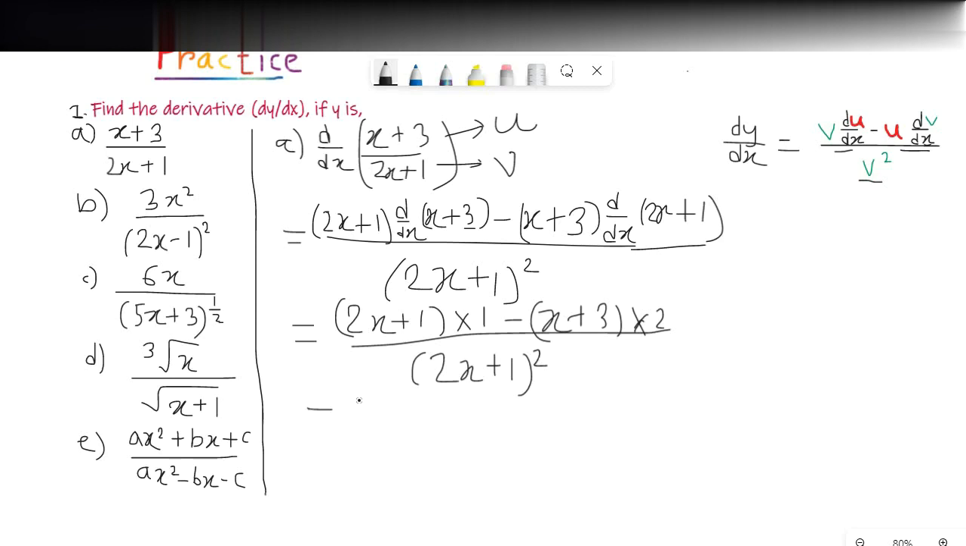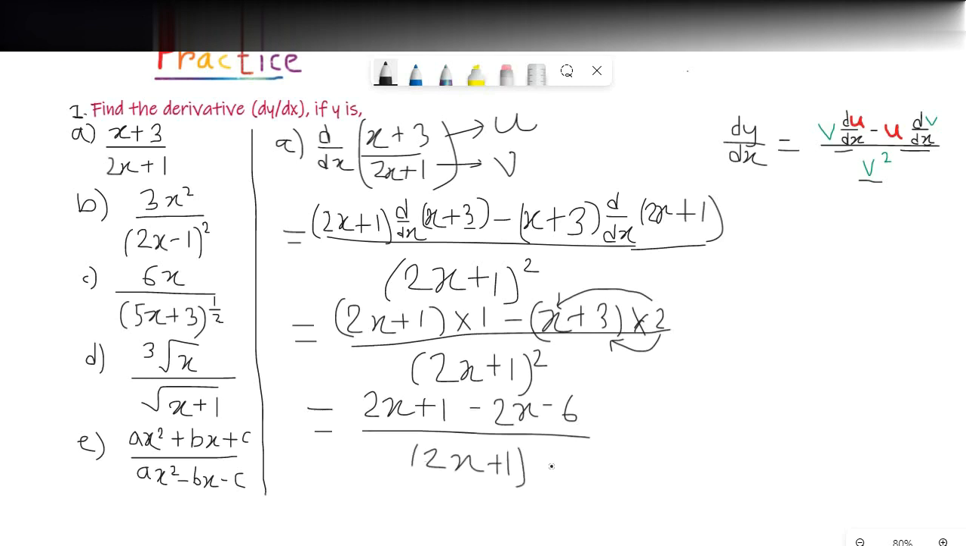So further simplifying, at the top we have 2x plus 1 subtracted with 2x and 6, so divided by 2x plus 1 whole square. As you can see, the 2x terms cancel each other out, and the remaining part is minus 5, as 1 minus 6 is minus 5. So the final answer is minus 5 divided by 2x plus 1 whole square.